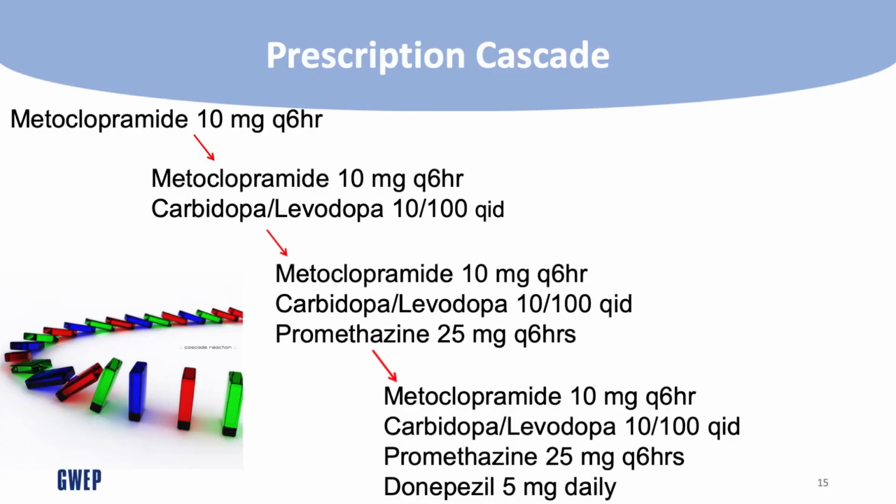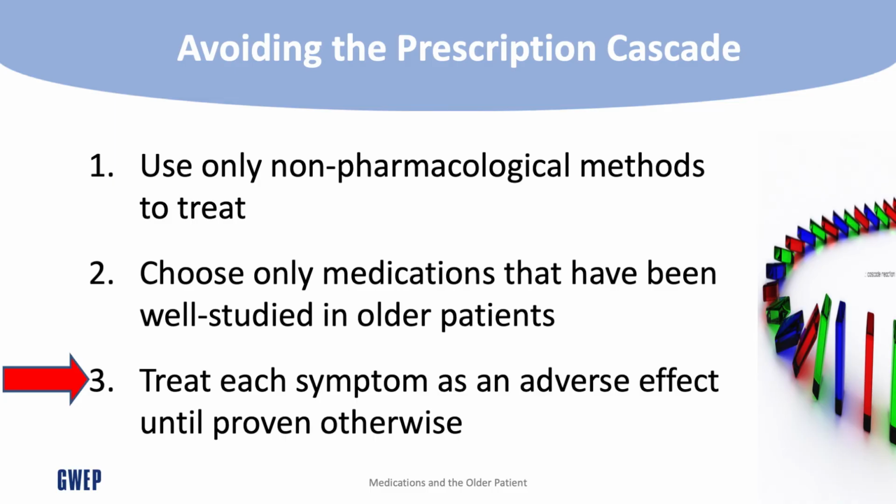So this particular patient did end up with some confusion, got admitted to the hospital, and ended up getting started on a medication for dementia, although this patient's confusion was probably more due to delirium. So by recognizing that the metoclopramide started this whole cascade, we really could get rid of the 4 drugs just by recognizing that. What is the best way to avoid the prescription cascade?